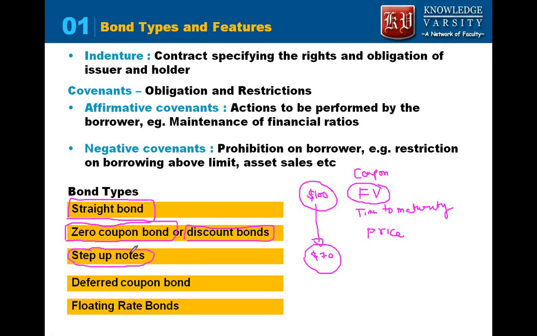Another type of bond is the step up note. In this, the coupon rate will be increased. It can happen once, it can happen more than once. But there is an increase in the coupon rate.